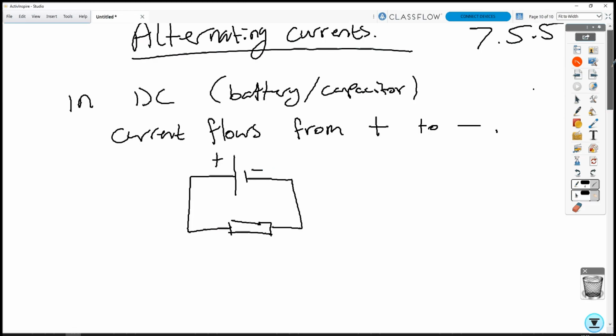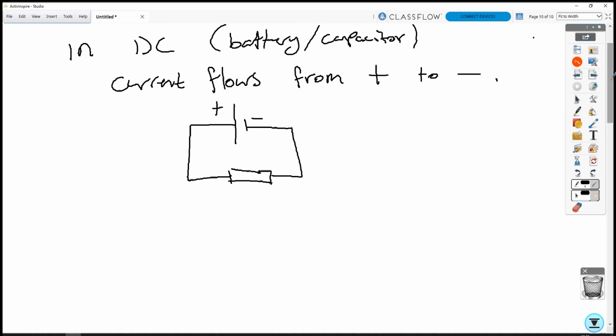Now in alternating currents, the polarity of the terminals constantly switches. So for example, in the UK, our domestic sockets have got two wires that are used to deliver electricity. It's the live wire and the neutral. The neutral is at 0 volts, and the live wire switches from plus 230 volts to minus 230 volts and back again, and it will do that 50 times every second. So it's at 50 hertz.